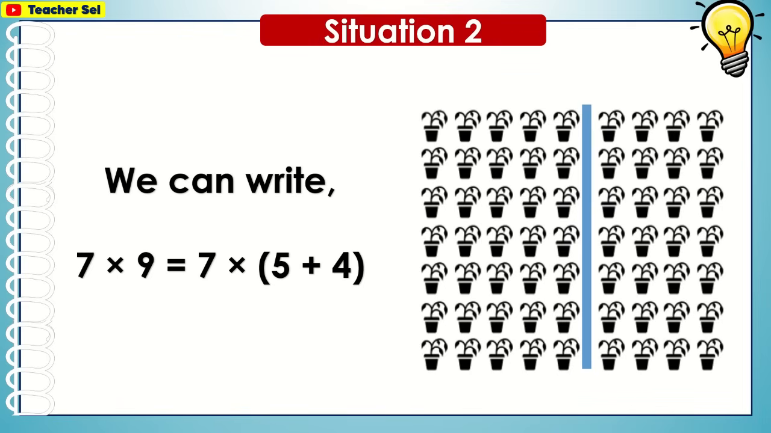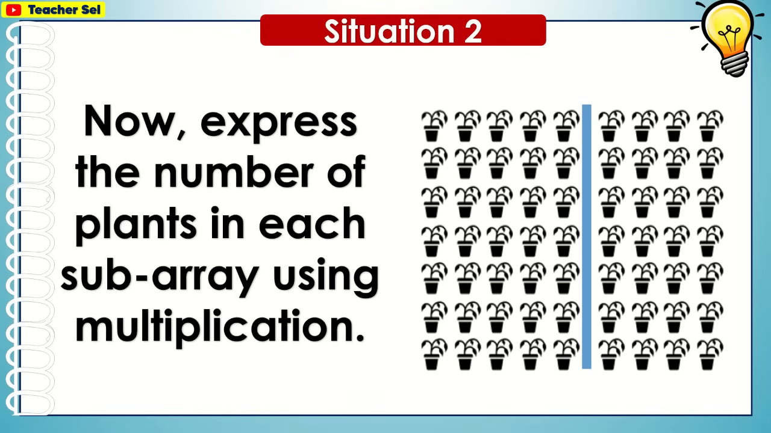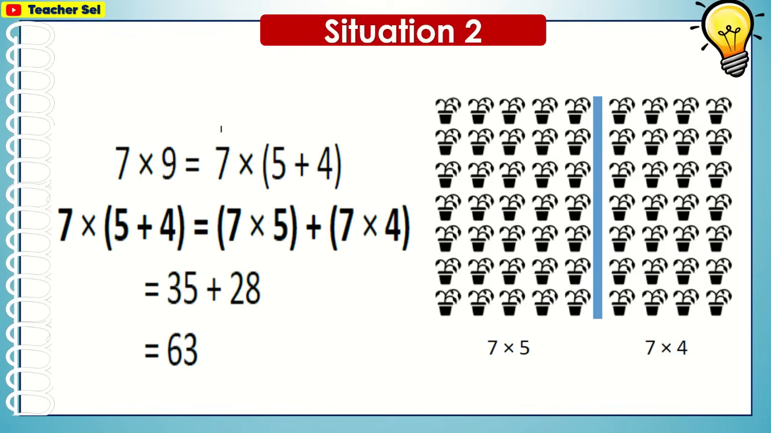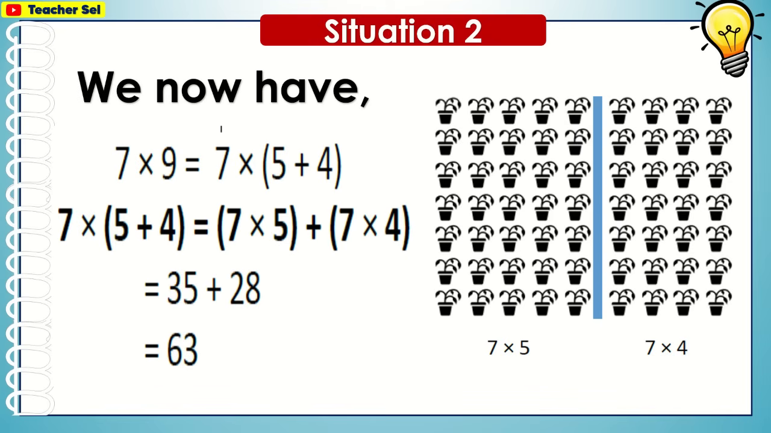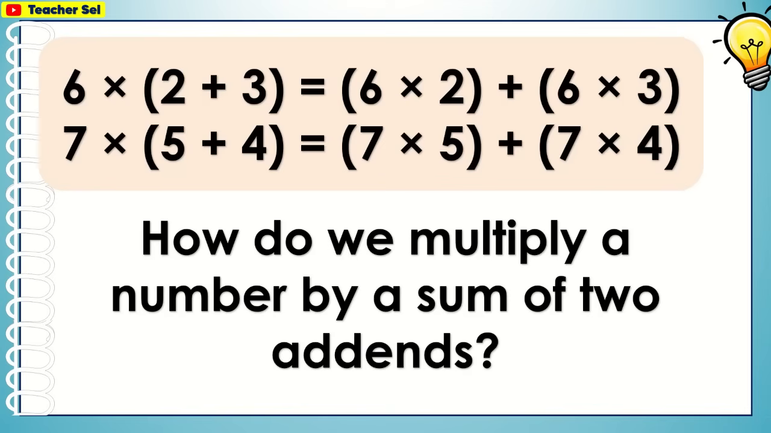We can write 7 times 9 is equal to 7 times (5 plus 4). Now, express the number of plants in each sub-array using multiplication. Is equal to 63. How do we multiply a number by a sum of 2 addends?